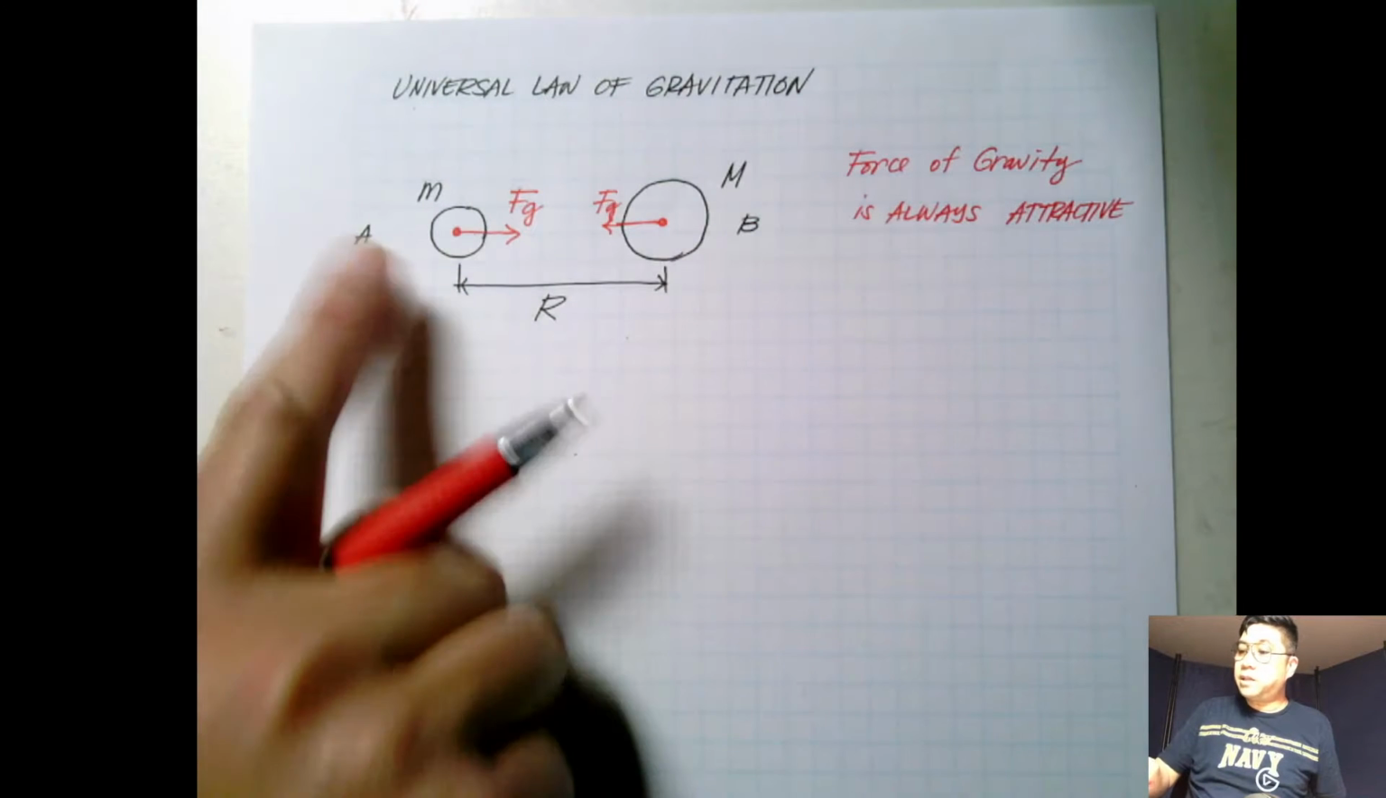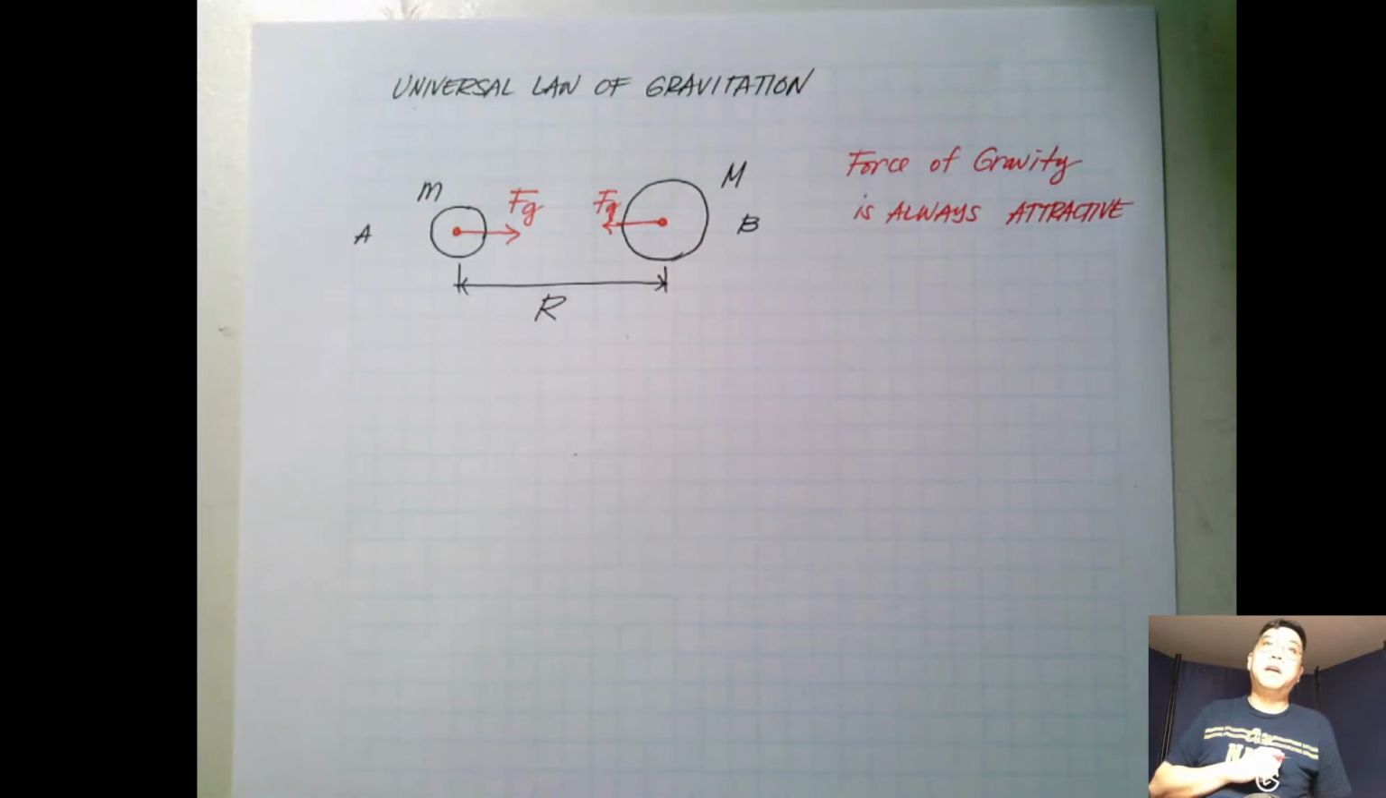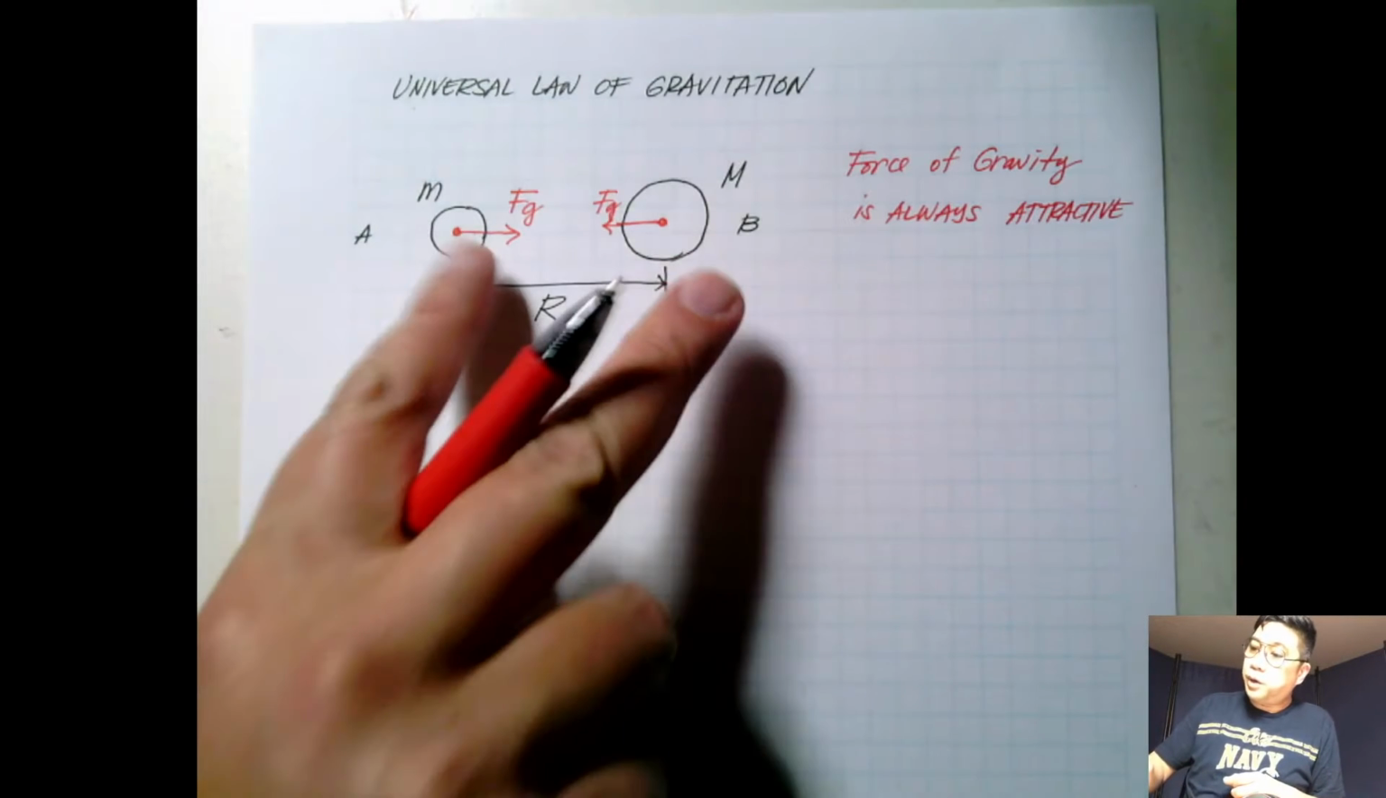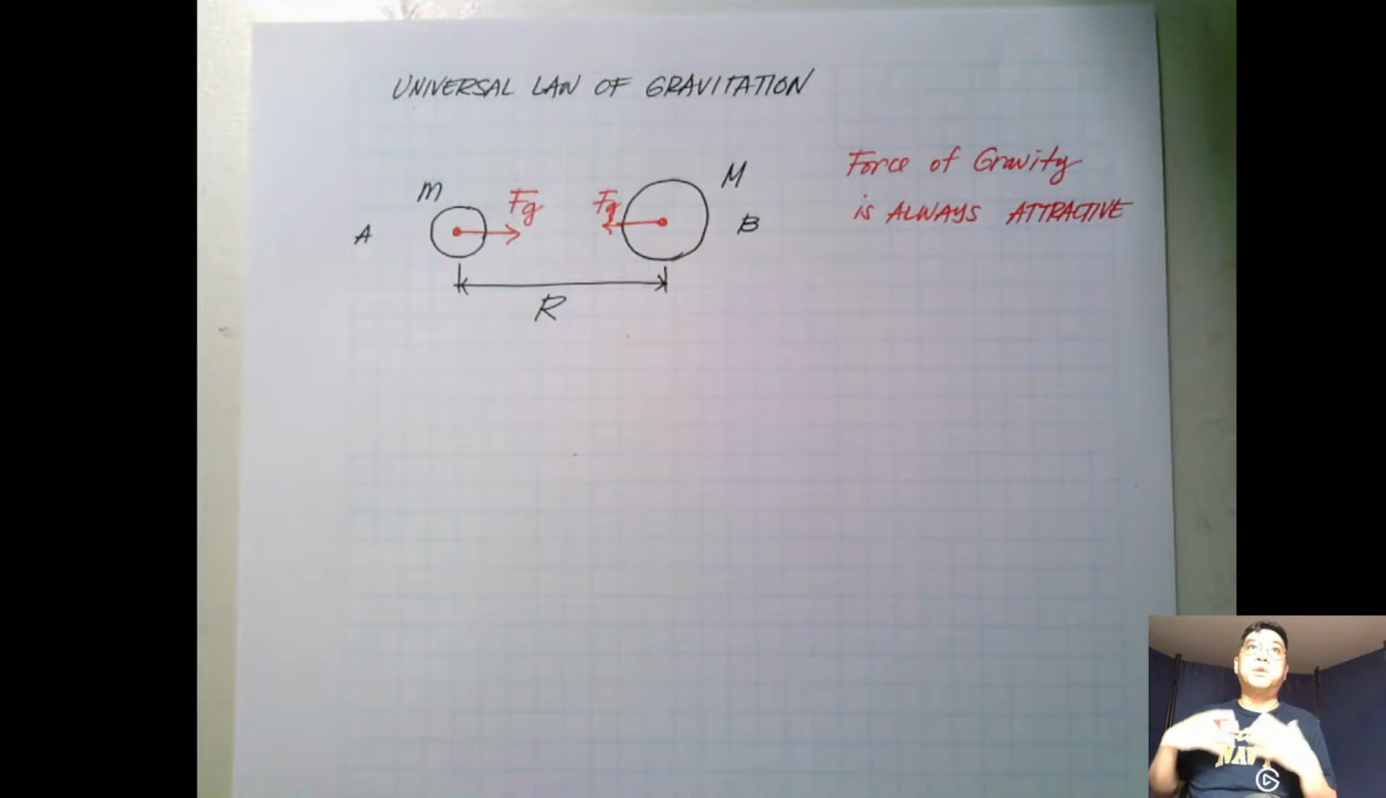While A is attracting B, B is also attracting A. That has something to do with Newton's third law of motion: for every action, there is an opposite reaction. So Fg and Fg will be the same. There's a common force that attracts each other, called the force of gravity.